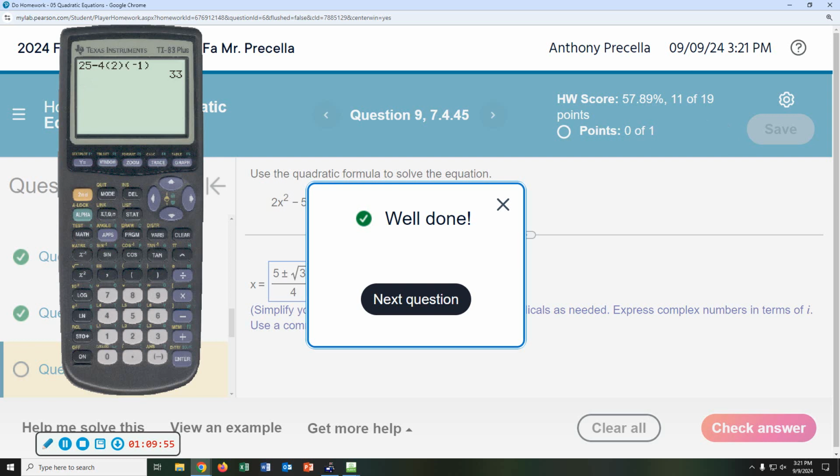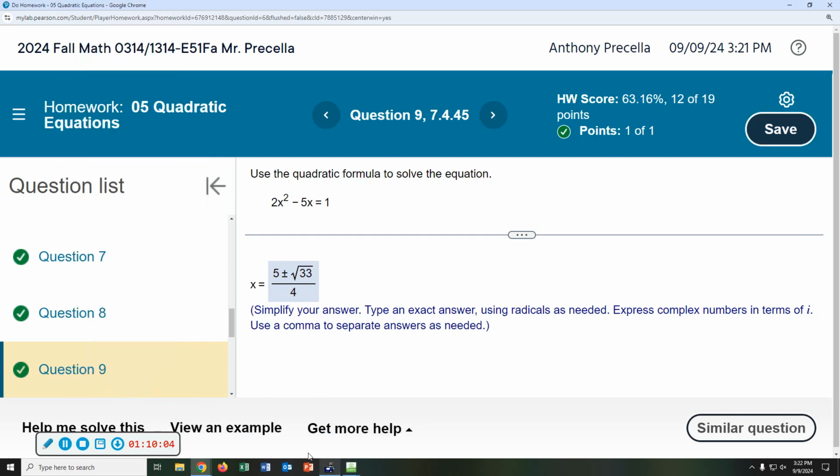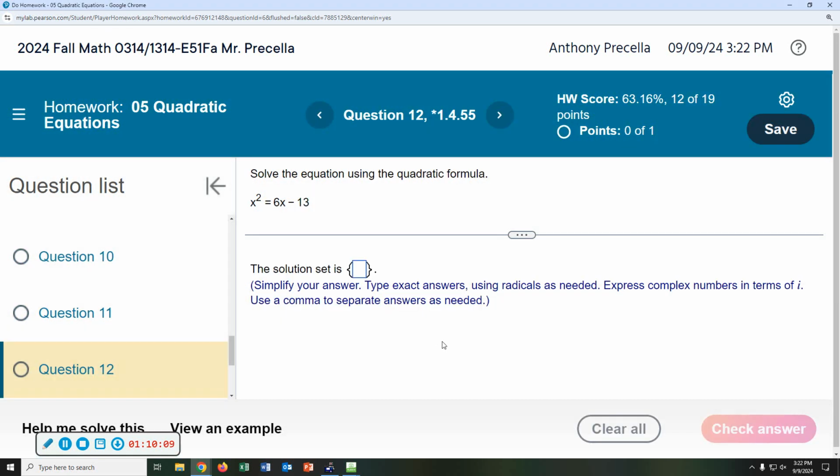Where's the mouse? Right out there. Number 12. Okay, let's jump on. All of these are quadratic formula problems. So 10 and 11, I'll leave those for you on your own. If we have time, we'll go back, but this is straightforward. Number 12. Okay, x squared equals 6x minus 13.